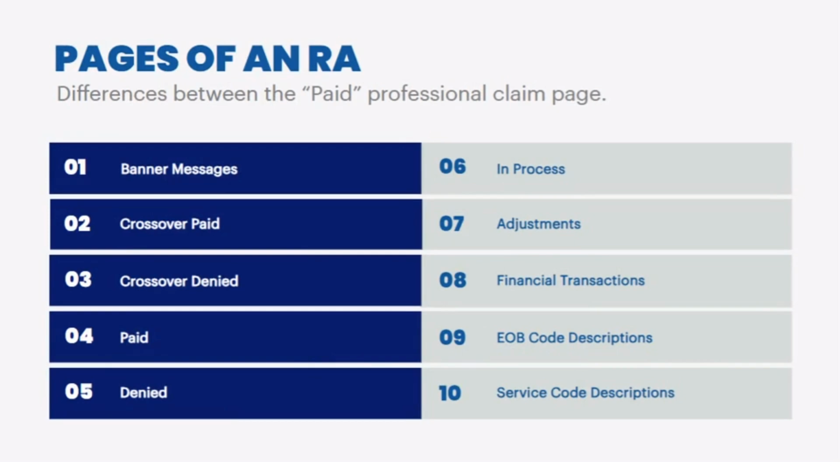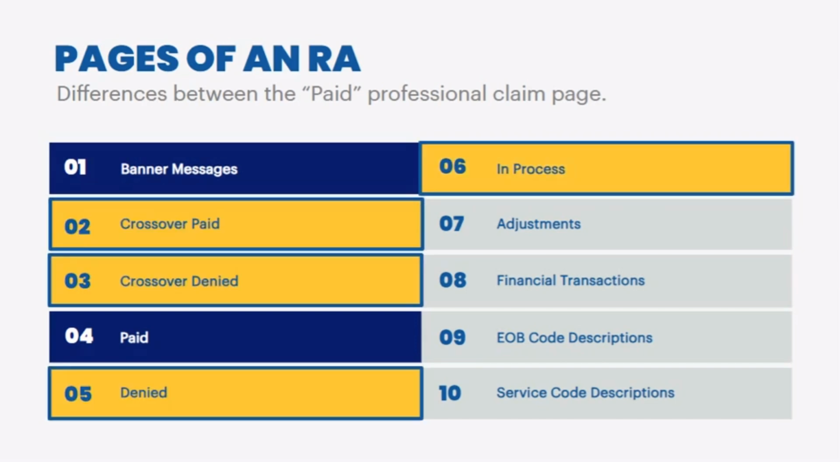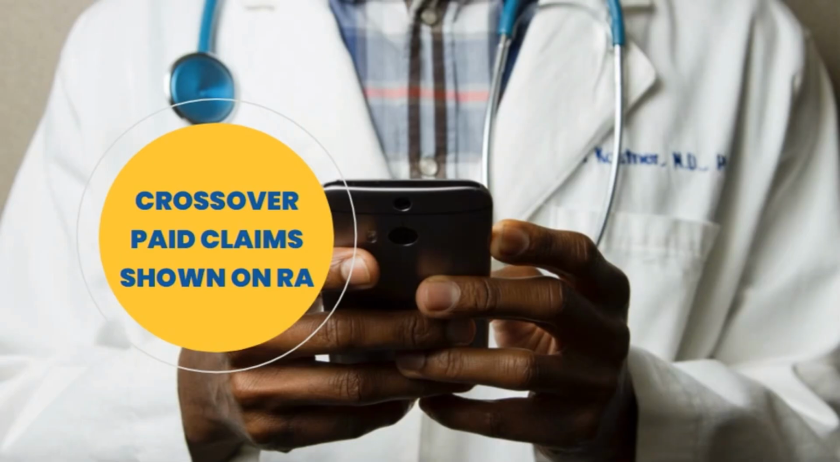In Section 2, this video showed the basics of reading a paid claim page, as well as how to read the banner messages, adjustments, and financial transactions page types. The remaining pages, highlighted on your screen, will be read similarly to the paid claims. Only differences found on these page types will be emphasized in this section. If present, crossover paid claims will be at the beginning of your remittance advice. Let's take a look at how crossover paid claims pages will differ from reading the paid claims pages.